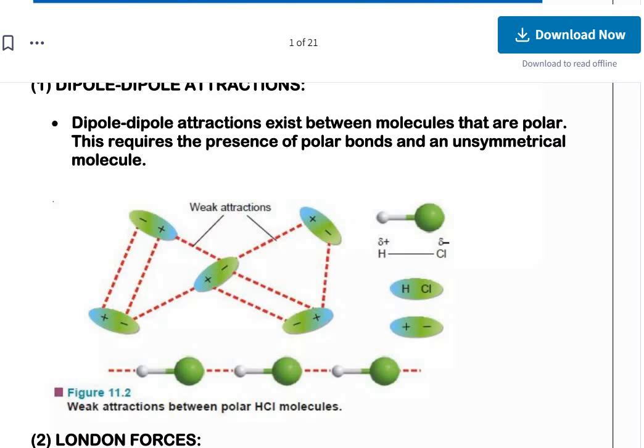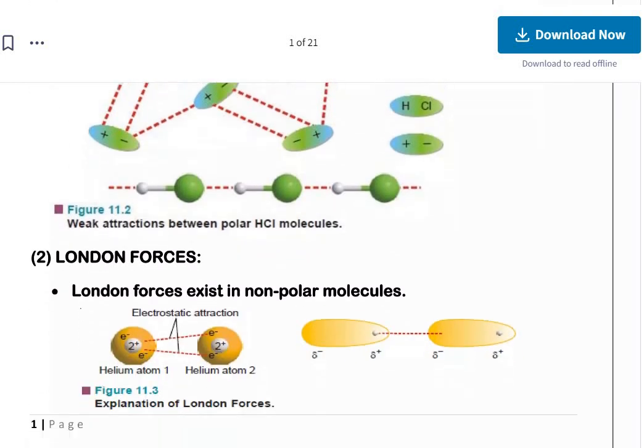Now take this out and put it here and see the attractions. So positive, negative, positive, negative, positive, negative. So this is the weak interaction, and these attractions you can also see in this HCl molecule. So weak attractions between polar HCl, hydrochloric acid molecules.